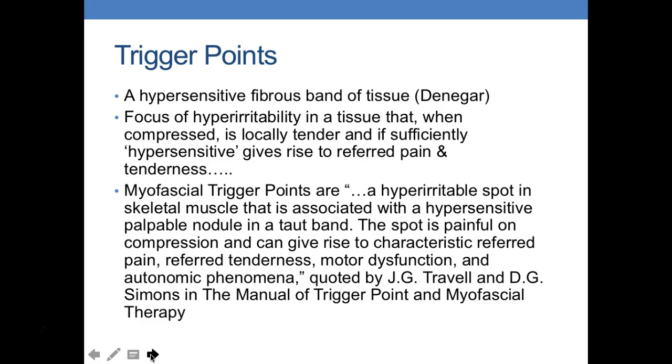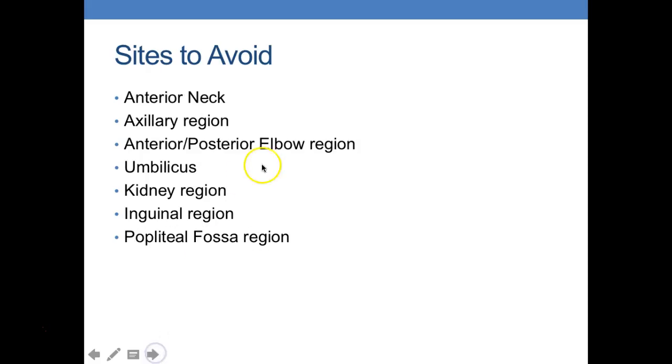Myofascial trigger points are hyperirritable spots in the skeletal muscles associated with a hypersensitive palpable nodule in a tight band. It's painful, and compression can give rise to characteristic referred pain, motor dysfunction, autonomic phenomena. You have a Travell book in the lab that has the different trigger points that you can follow. The fluoromethane vapor coolant spray that we had in lab this week often works on those trigger points. Also, when we get into the ultrasound and E-stim combo, you'll find that that's very effective on trigger points. And then there are certain soft tissue mobilization techniques that are really effective with trigger points.